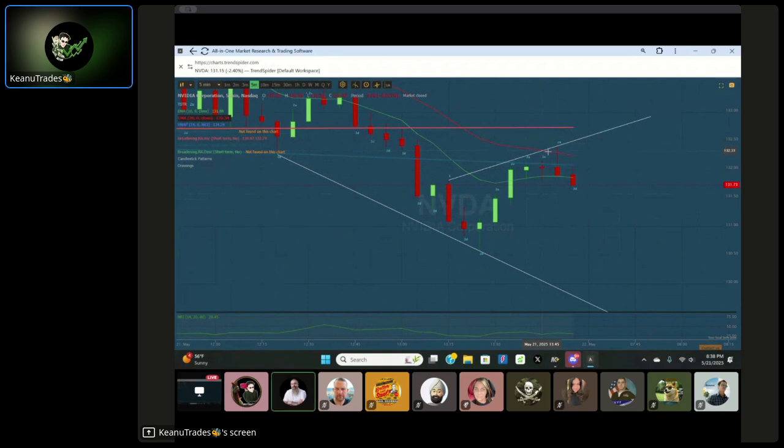Yeah, here's your 20. Kind of came up above it, failed the 20, came back down, and tried to hold the 9 here. Right here, it tried to hold the 9, it tried to hold the 9 here. It would have come through the 9 here if it had more time.